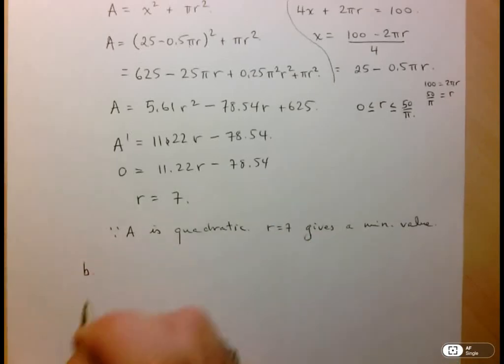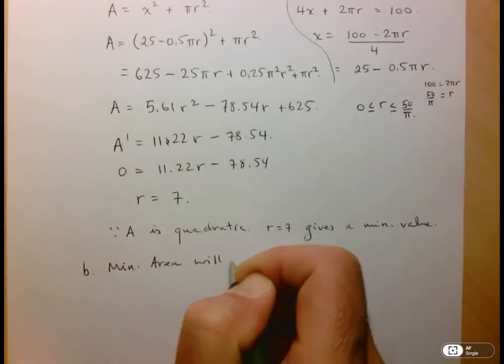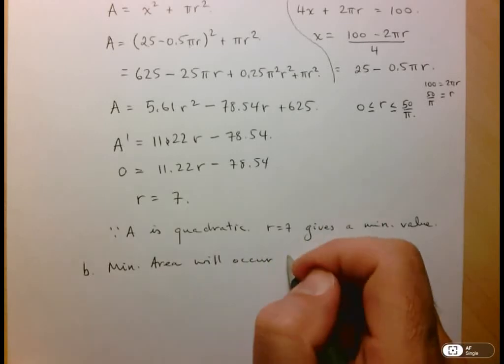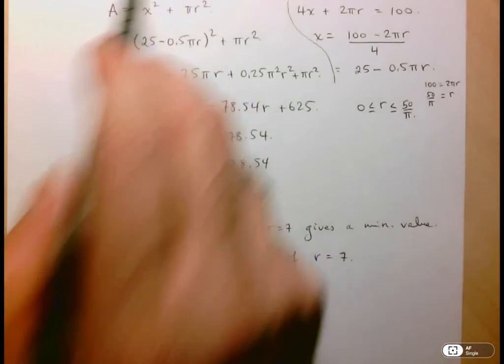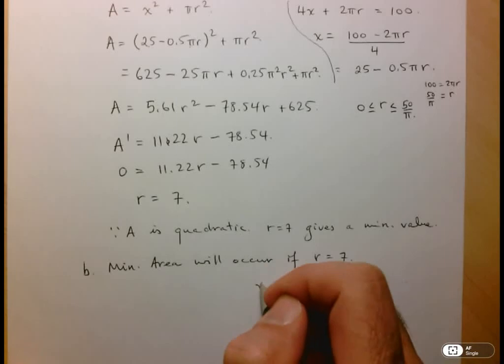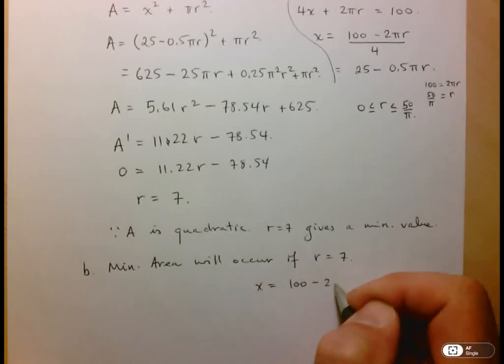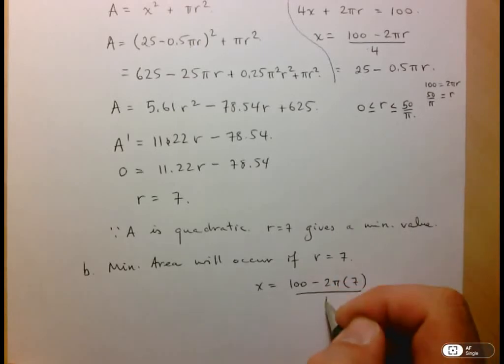So part B: the minimum area will occur if the radius is equal to 7. Okay, and let's see what they're actually asking for. It just says how would the wire be cut so the total area is a minimum. So in this case you could probably just leave it that it'll be cut at r equals 7. I suppose we probably should give the side length of the square. So here x would be equal to 100 minus 2 pi times 7, divided by 4.